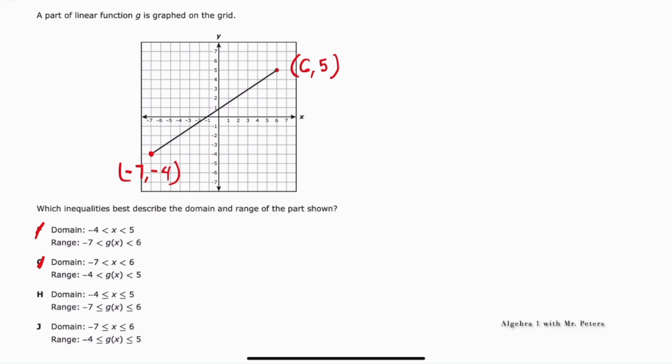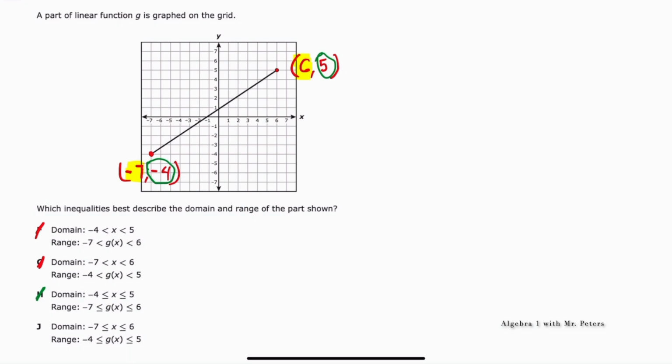Now, remember, domain is x values. So when I highlight the x value, I know the x value should be between -7 and 6. So as I look at answer choice H, I notice that they put the y values, which is the range, right? -4 and 5, they put that as the domain, but that should be the range. So we should know that H is incorrect.